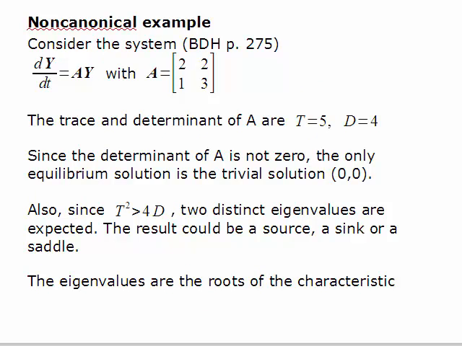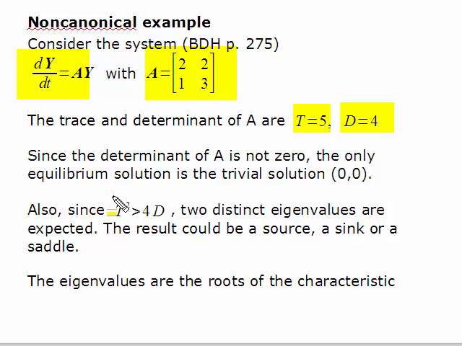Now I'll do a non-canonical example. This is one that was in the textbook on page 275. So again, we have our system written in matrix form. That's what's here. And we have this particular coefficient matrix, 2, 2, 1, 3. The trace of A is 5. The determinant of A is 4. 6 minus 2 is 4. Okay, so the determinant is not 0, so we know that the only equilibrium solution is a trivial solution at the origin at 0, 0.